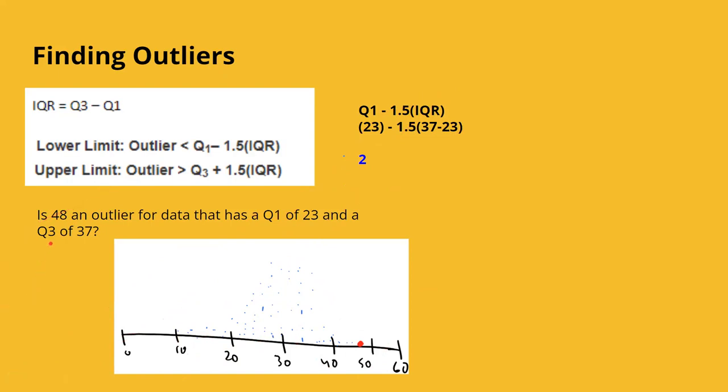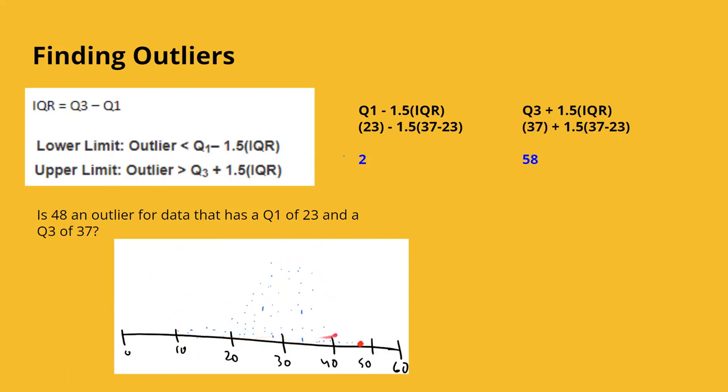And then what about the upper limit? Well, it seems like it's the same formula, but it's not, because we have to use quartile 3 and it's a plus. So you have to remember plus, don't do minus for both of them. That's 58, so that means everything has to be less than 58 for it to be not an outlier.